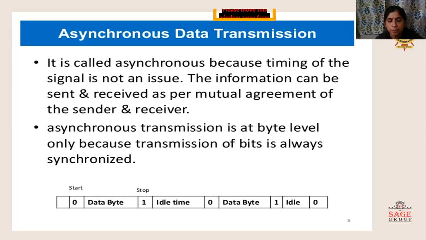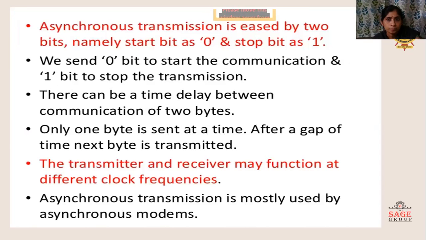transmissions, data byte transmission. After the stop bit, there is a time variation between these groups of data, which will be varied depending on the sender and receiver mutual agreement. Start bit, stop bit, the time delay: there can be a time delay between the communication of two bytes, and only one byte is sent at a time, and there is a gap between the bytes transmission.